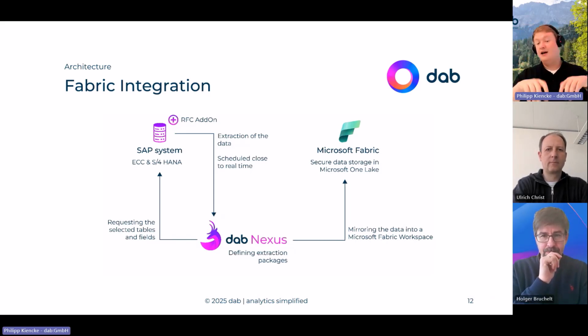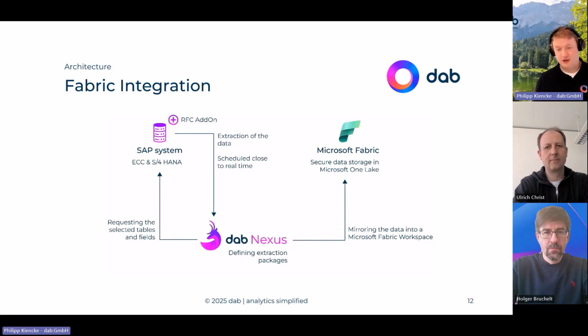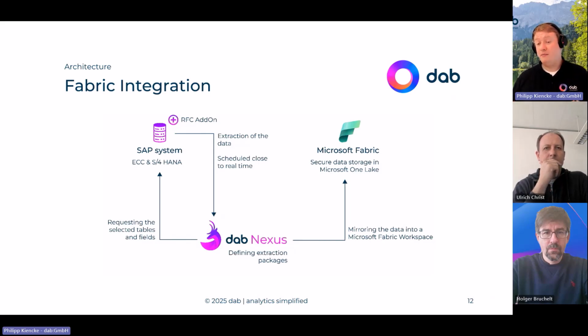So we have now on the left side the SAP system. We have DAB Nexus, which does all the configuration of the packages, etc., and which starts the data extractions. And then we push the data into Microsoft Fabric. And here we can natively talk to the open mirror on the one hand, the Fabric Lakehouse, and also, which was announced at the last Ignite, SQL on Fabric. So these three possibilities are natively possible to connect to already now. So this is already inside the product as a supported feature.